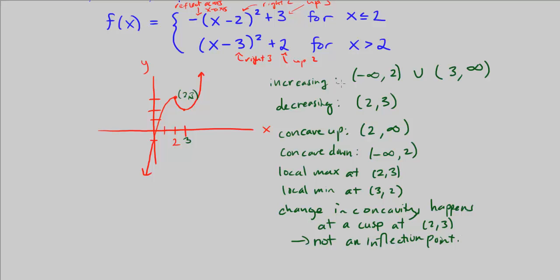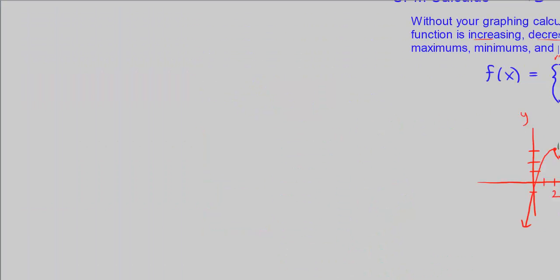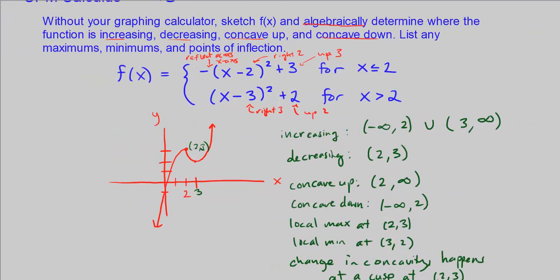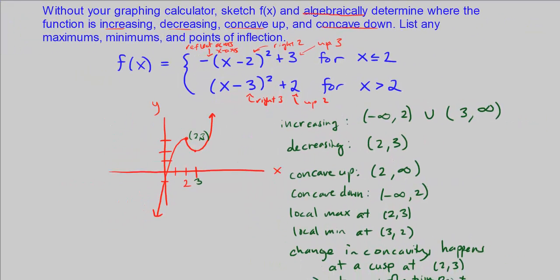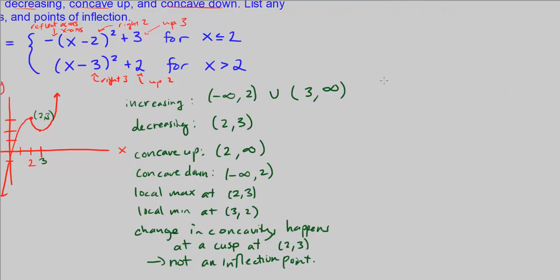Let me just see, but then how do we do it algebraically? So quickly, to show you how to do it algebraically, we want to look at the first derivative and the second derivative, because the first derivative is going to tell us things about increasing and decreasing. So let's go ahead and do this. Let's use a different color. So algebraically, that's a little hard to see. I'm going to use blue.